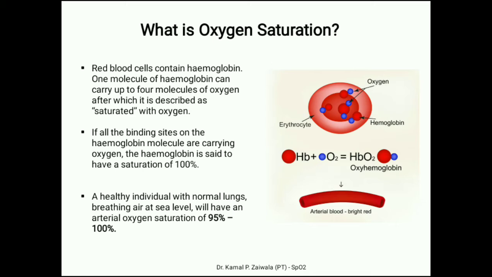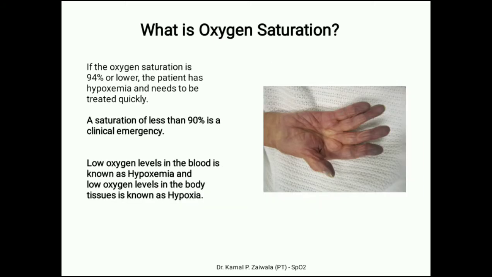So, a healthy individual who has normal lungs and breathing capacity, at sea level, will have an arterial oxygen saturation of 95 to 100%. If the oxygen saturation is 94% or lower, the patient has hypoxemia and needs to be treated quickly. A saturation of less than 90% is a clinical emergency. Low oxygen levels in the blood are known as hypoxemia, and low oxygen levels in the body tissues are known as hypoxia.